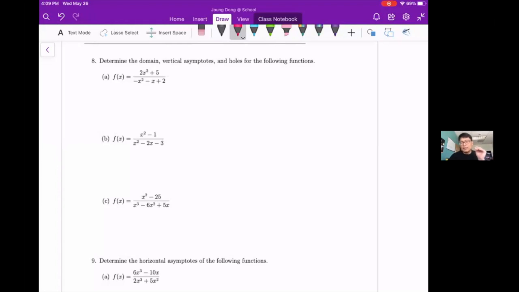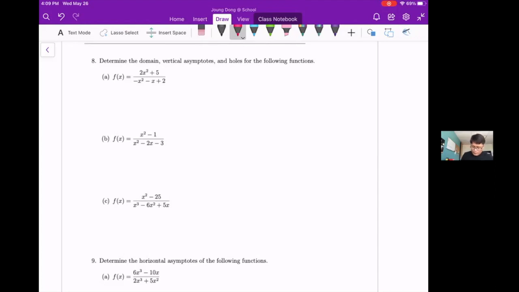It is very easy. From the points outside the domain, which make your denominator equal 0, if that point can be canceled out with the numerator, that is a hole. If it cannot be canceled out with the numerator, then it is a vertical asymptote. Okay, so we're going to start from finding the domain.